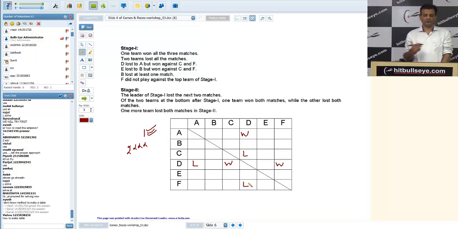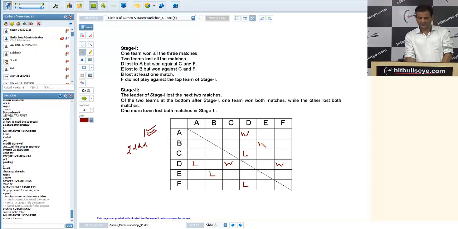Now same, E lost to B. I have written here E lost to B, and B has won against E, so here I have written W. W for win and L for lose.